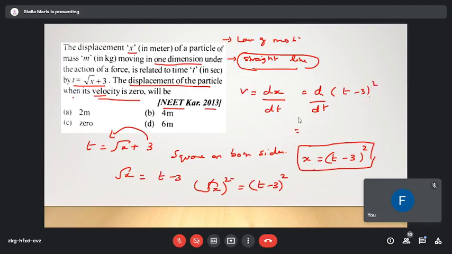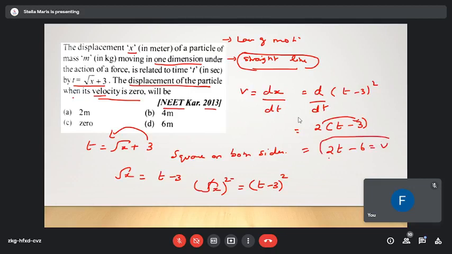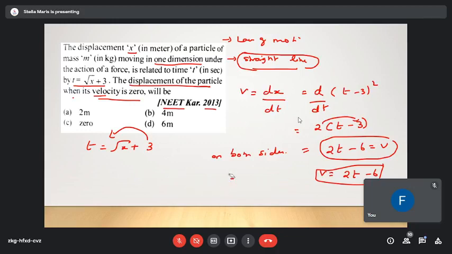So when you differentiate this, what happens? 2 into t minus 3, right? So 2t minus 6, is equal to velocity. So velocity is equal to 2t minus 6. They are saying when velocity becomes 0, what is the displacement? So substitute velocity is equal to 0.